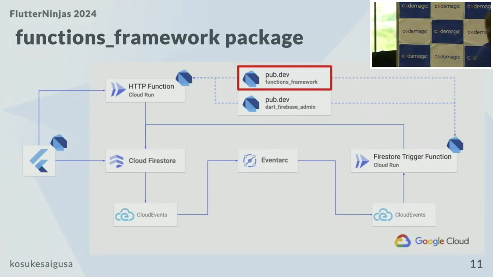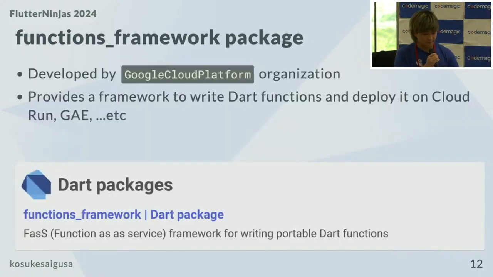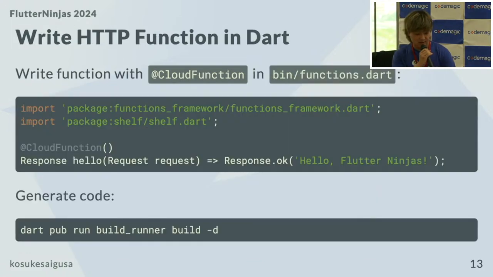We saw Cloud Run, so let's move on to the Functions Framework package. The Functions Framework package is developed by the Google Cloud Platform organization. It provides a framework to write Dart functions and deploy them on Cloud Run or GAE, etc. If we use the Dart Functions Framework package, you can write source code like this. Write a function with the @CloudFunction annotation in the functions.dart file. You see we import the functions framework package, and also shelf, known as a web framework for Dart. You use the CloudFunction annotation, then define a function, response, hello, which just returns Response.ok, hello FlutterNinjas. This is really easy. Then you need to generate code with build_runner.